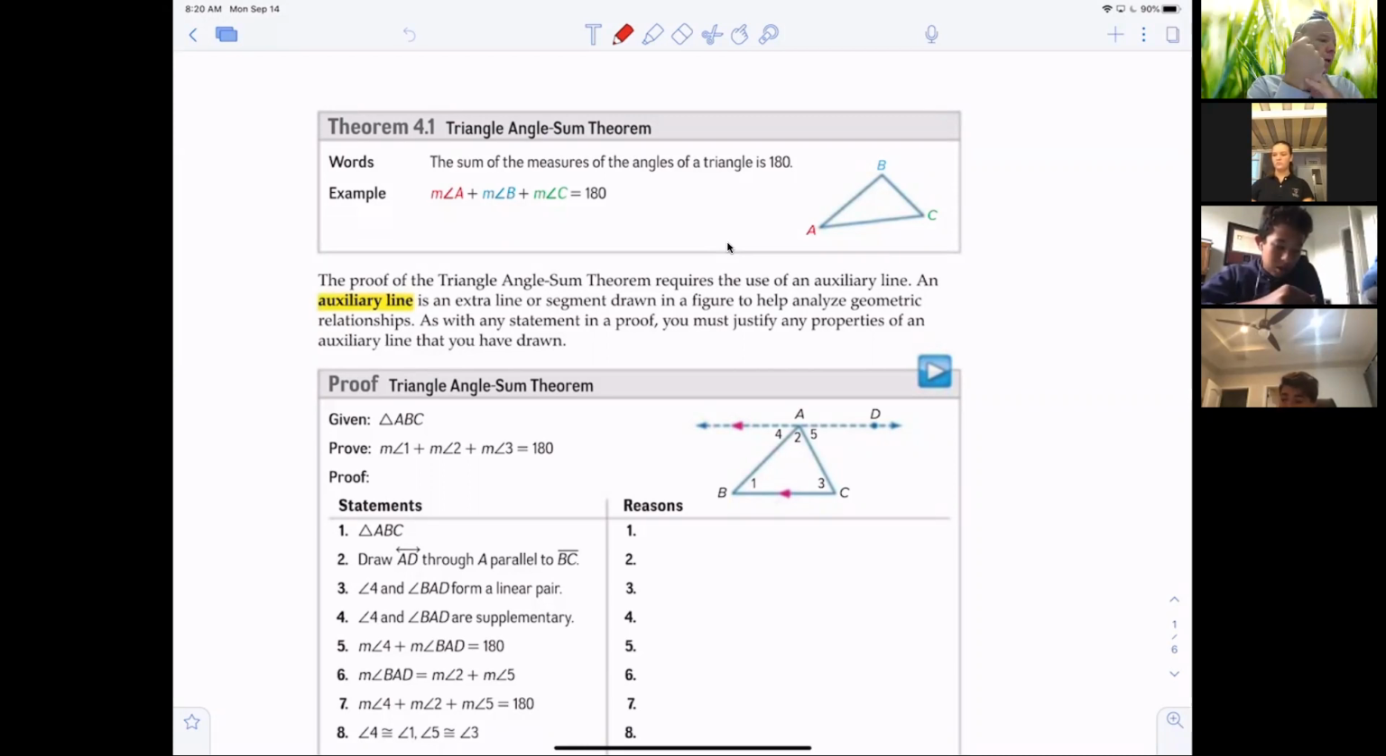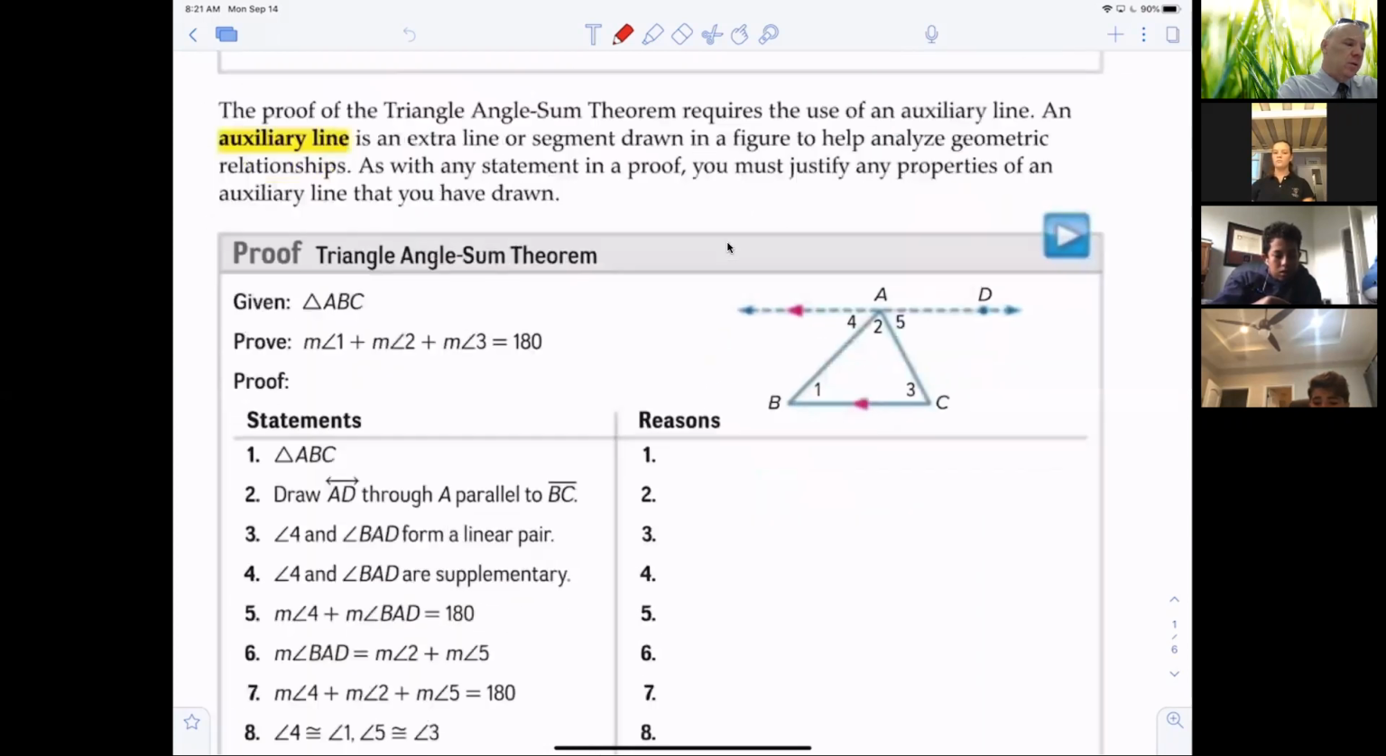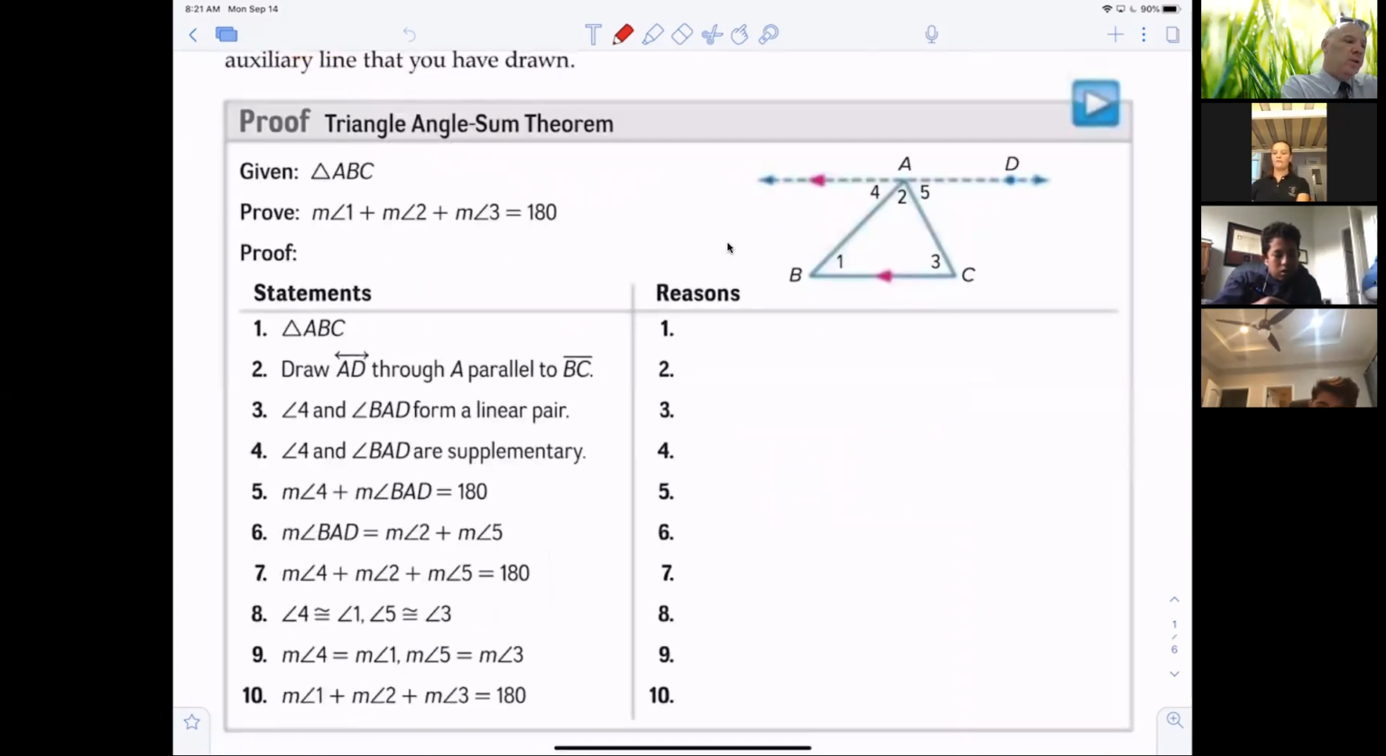Now, one thing we're going to talk about is the Triangle Sum Theorem, which we have already been using for a long time. It simply says the angles of a triangle add up to 180 degrees. So let's figure out how they proved this. What we're looking at right now is the proof. Triangle ABC is what's given.